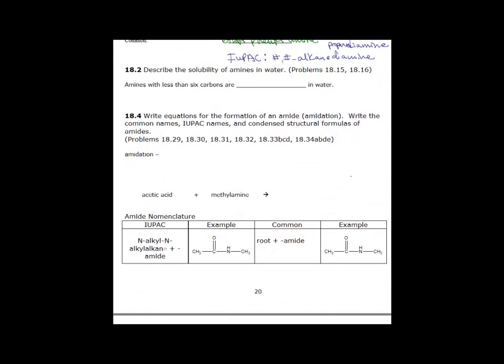So, solubility of amines. Getting back to the content, solubility of amines. You can get away with more carbons with amines since nitrogen is very similar to oxygen. So amines with less than 6 carbons are soluble in water. So instead of 4, you can get 6 carbons soluble.